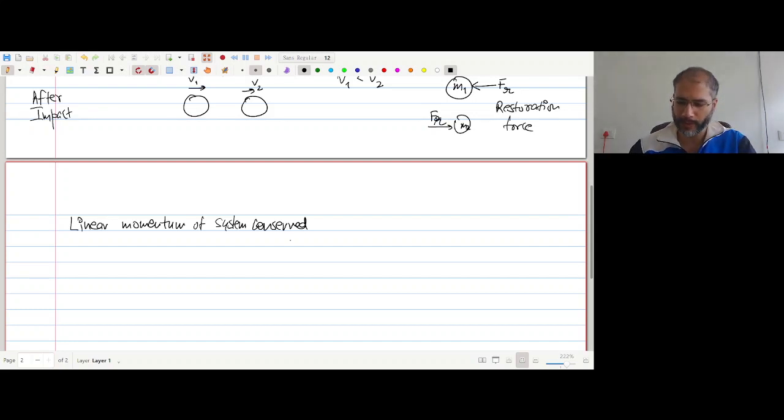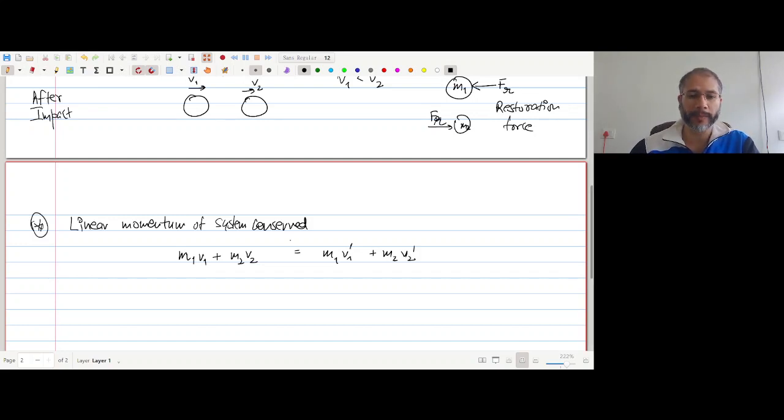So linear momentum of the system is conserved because the net external force acting on the system is 0 during the collision. We are neglecting the body forces, for example mg, that may be acting, and they are very small as compared to the very large forces that act on the bodies during collision. So we can write the initial momentum of the system, that's m1 v1 plus m2 v2, that will be equal to the final momentum of the system. So this is regarding the conservation of momentum.